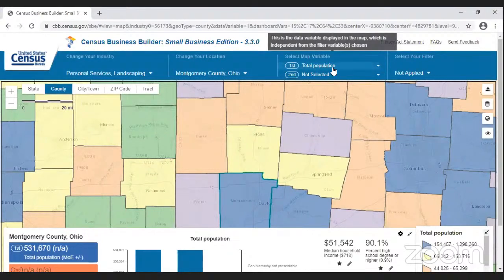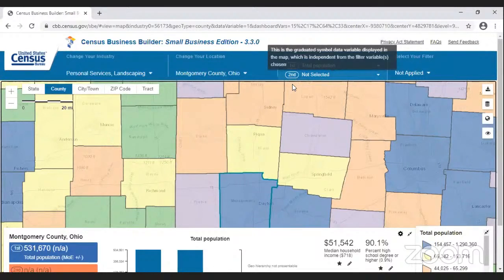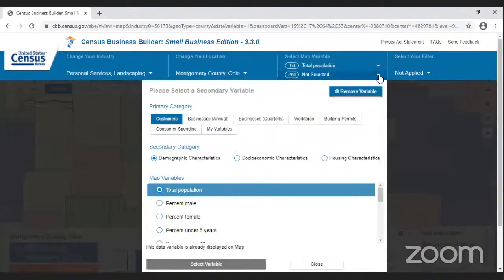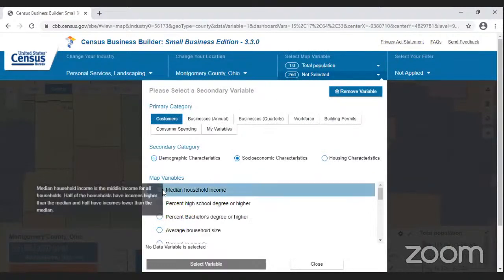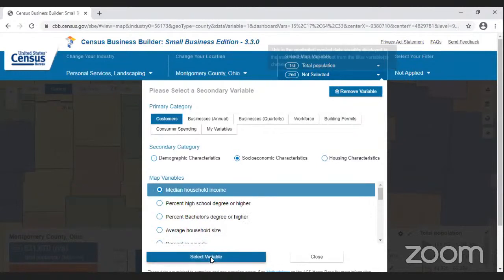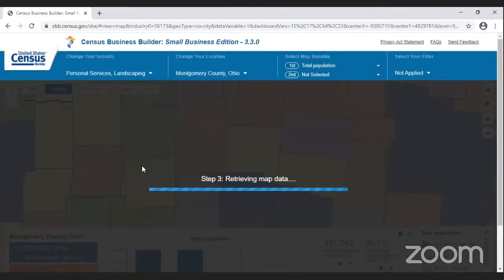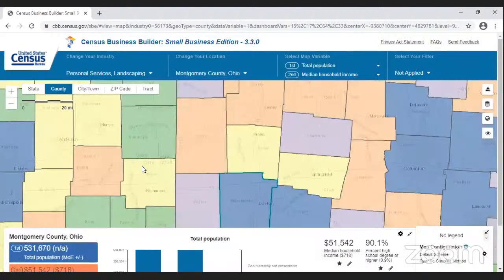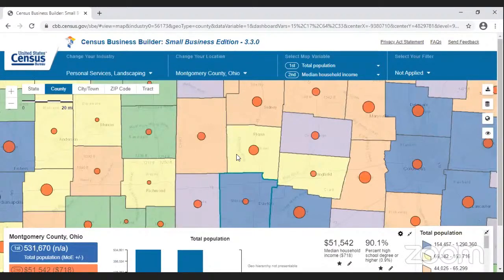Right now we're looking at total population, and you have, and this is a recent addition, they made a second variable available. So if I chose second variable, I could choose whatever variable I want, but let's say I want to see median household income. So it'll repaint the map with median household income on it too. So you can see now these circles are median household income. The bigger the circle, the higher the median household income.